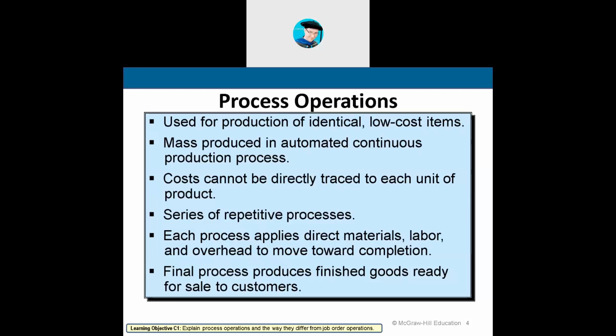These costs, I can't trace these costs to a single bottle of water. That's almost impossible. Because on most days, I don't know how many bottles of water I'm going to make. I can tell you the same exact thing. So I use a process to apply the cost. Repetitive. And at each step of the process, I apply direct materials, labor, and overhead. Those costs move with the product as it's moving down the assembly line to become a finished good.